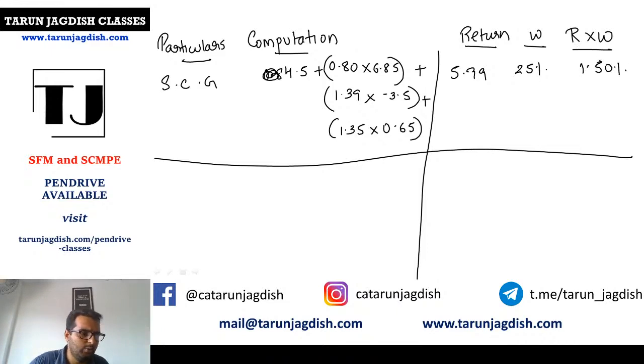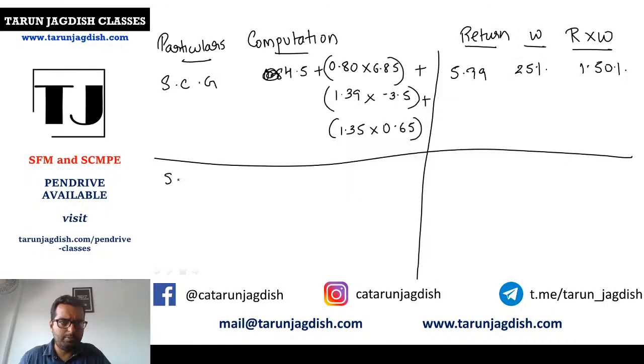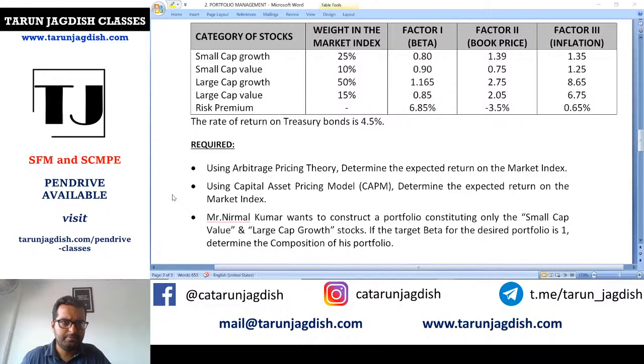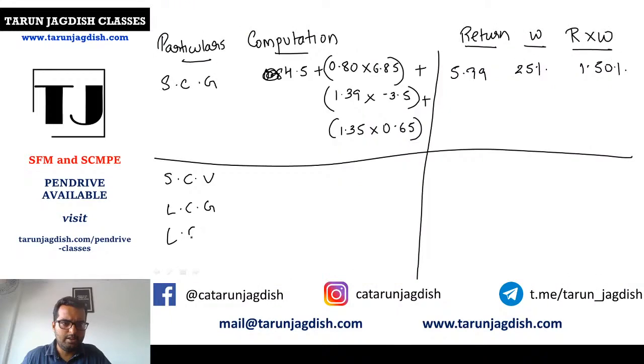Friends, like this, can you do the remaining on your own? In the meanwhile, the Wi-Fi will also get corrected. The second one will be small cap value, large cap growth, large cap value. Same model, you have to do it. Can you please do this on your own, friends? Please reply and let me know. If you can't do it, I will do the whole thing on the board again.